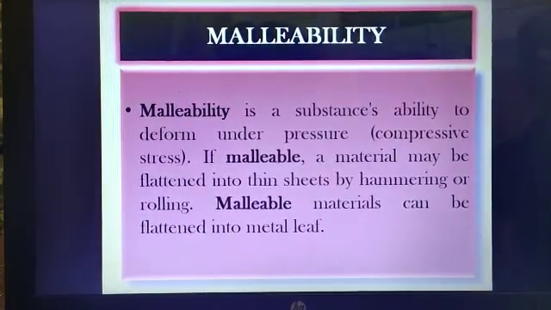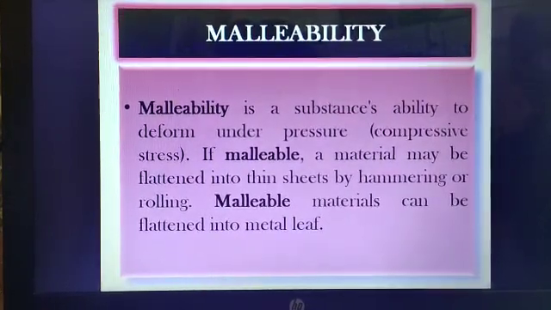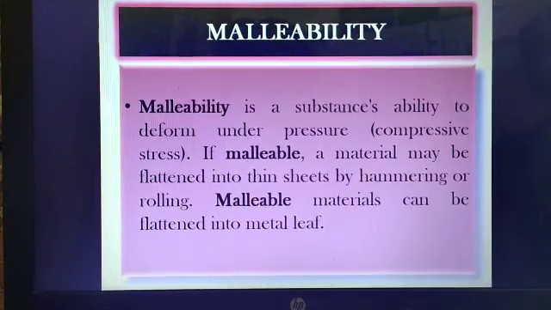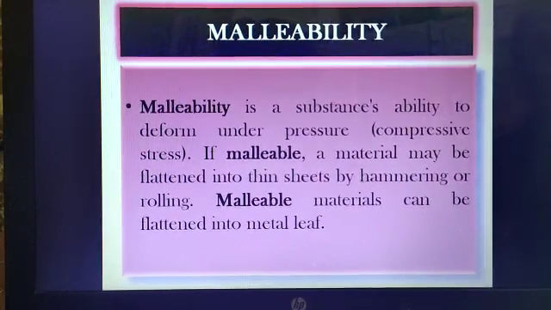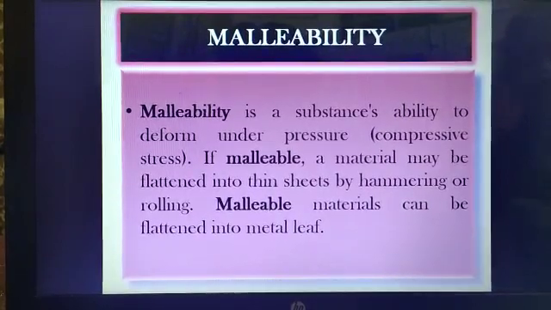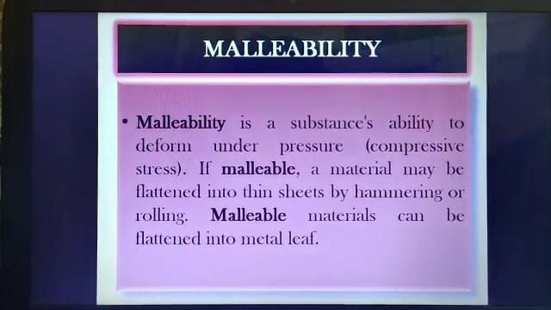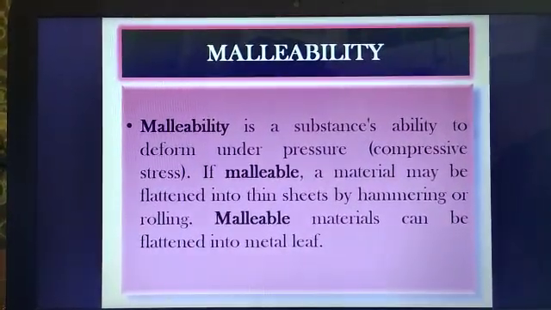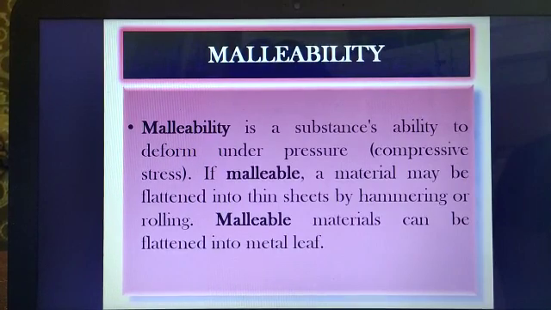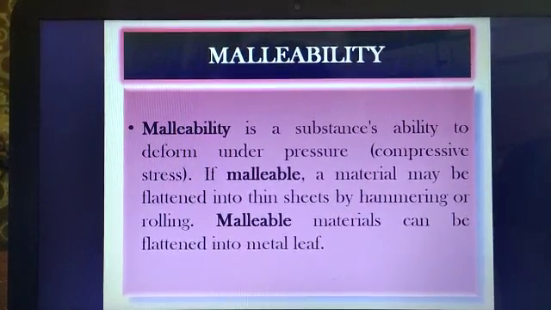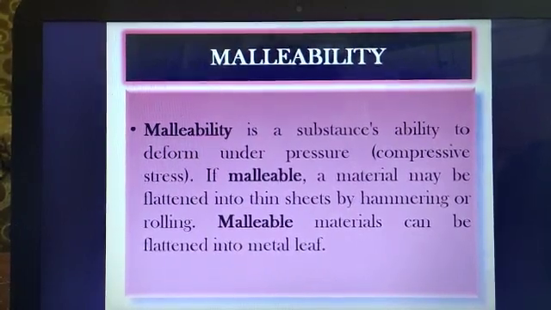Now let us talk about malleability. Malleability is a substance's ability to deform under pressure, compressive stress. If malleable, a material may be flattened into thin sheets by hammering or rolling. Malleable materials can be flattened into metal leaf. For example, you must have seen the aluminium foil that your mom uses to wrap your sandwiches in. That is the metal drawn into thin sheets. You must have also seen electrical wire, that is metal in its wire form, and the property of the metals by which they can be beaten into thin sheets is called malleability.